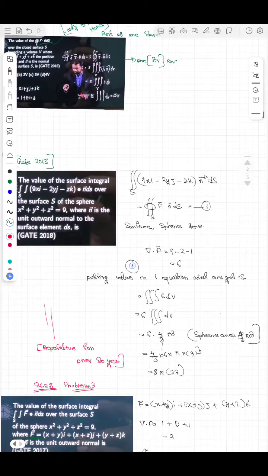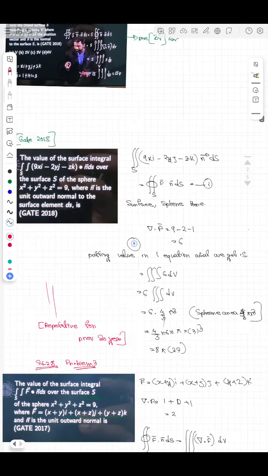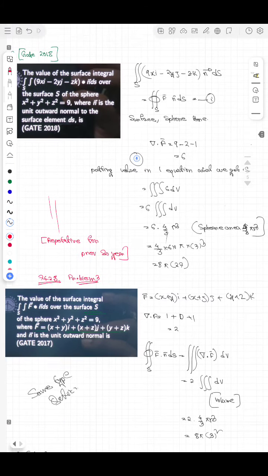Okay, the next question will make it clear. n bar is okay, the surface is a sphere, and del dot F, how is it coming? 9 minus 2 minus 1, 6. Okay, putting into the equation, 6 dV equal to 6 times 4 by 3 pi r cube. Why is r cube coming? Because the volume of a sphere equals 4 by 3 pi r cube, that is how it is coming.